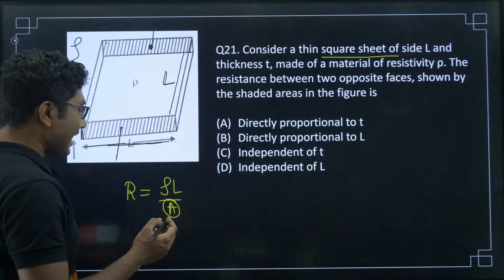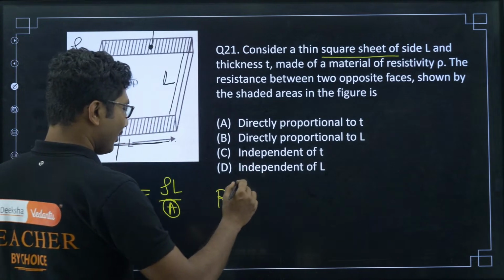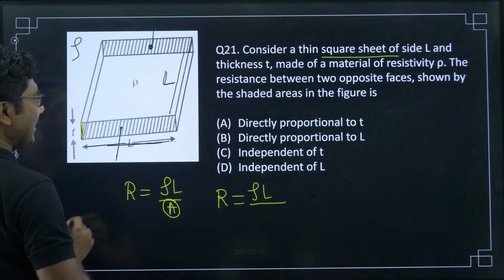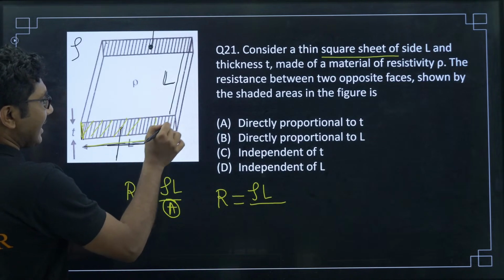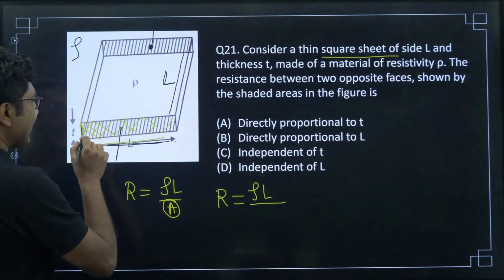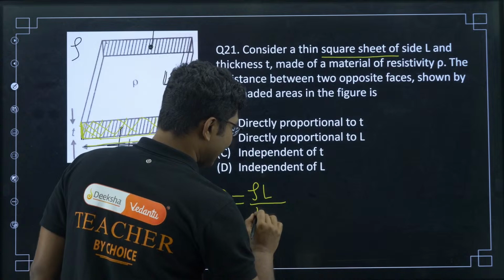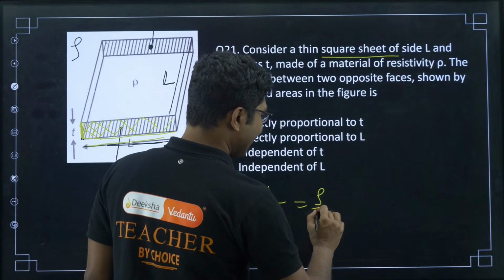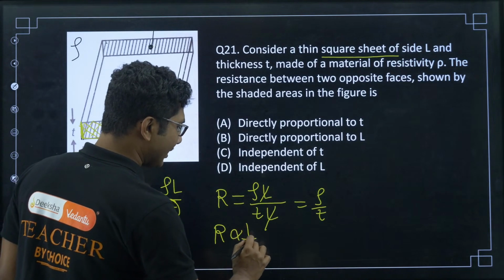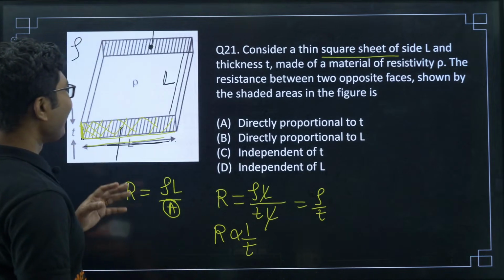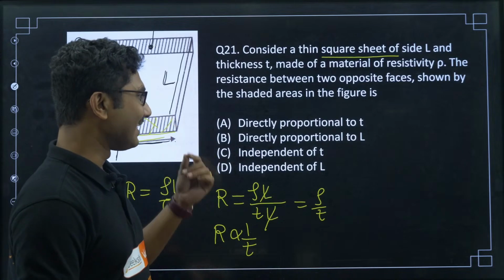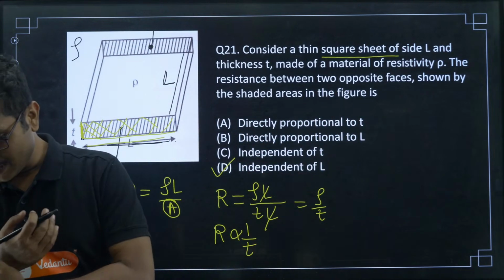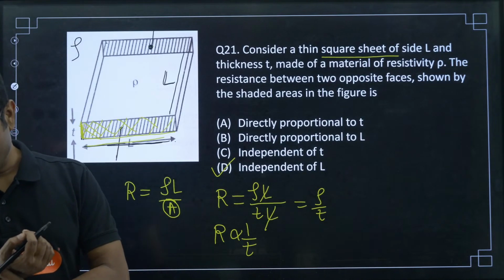Now, why it is independent of L, that is very, very interesting. So, R is basically rho into L by A. You have seen this question somewhere because it is so fast. So, the thickness is T, length is L. So, what is the area of this portion? Because we know that this is rho L by A. So, area is basically thickness T into length L. So, T into L is the area, right. So, if you put that area value, they will cancel each other. So, it will be rho by T. So, resistance is independent of L and inversely proportional to the thickness T. It only depends on thickness T. So, correct answer is independent of L. Yes, area is L into T. Yes, Shagufta is correct.